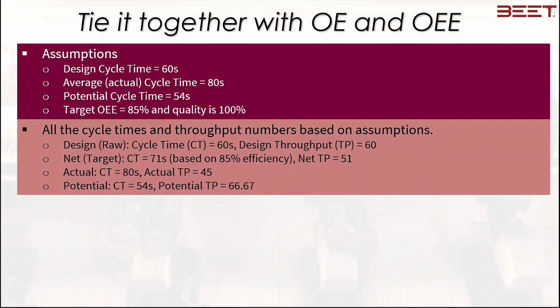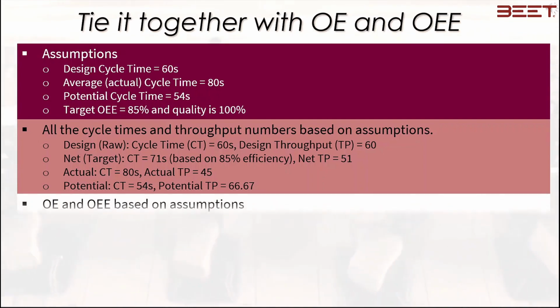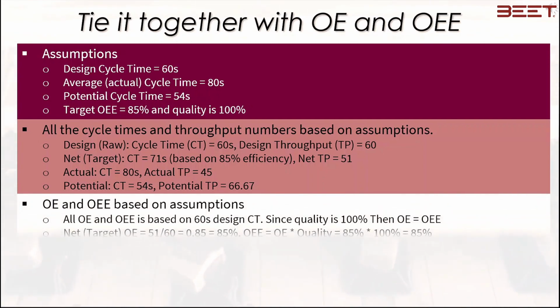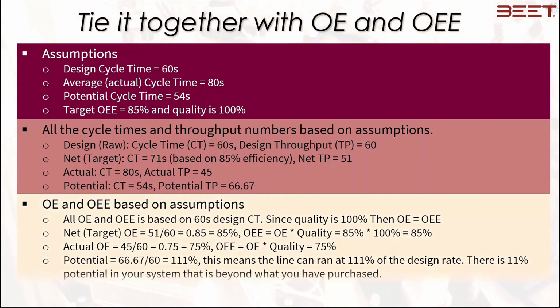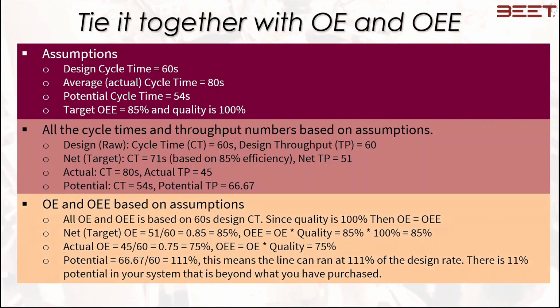Since the actual cycle time is 80 seconds, the actual throughput is 45 jobs per hour. If the potential cycle time is 54 seconds, the potential throughput is 66.67. Here are the results we can then produce. Since quality is 100%, OE and OEE are the same. The target OE is 85%, and OEE is also 85%. The actual OE and OEE is 75%. The potential is 111%. There is an 11% potential in the line that goes beyond what the line was designed for.